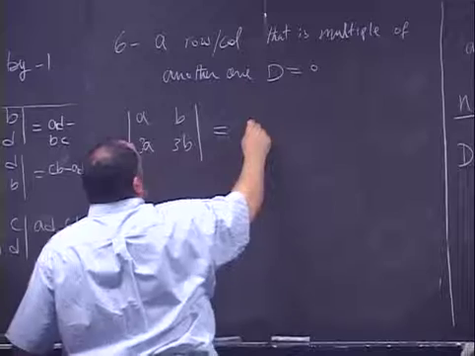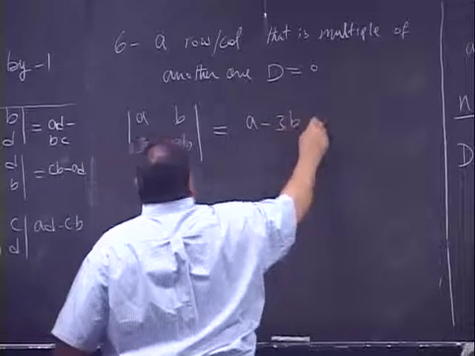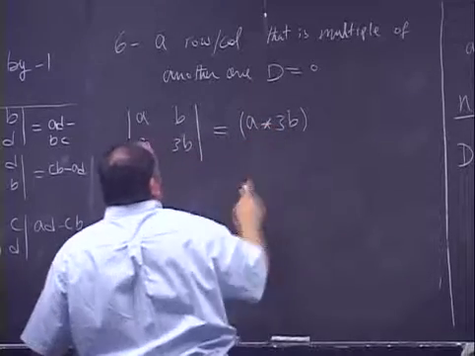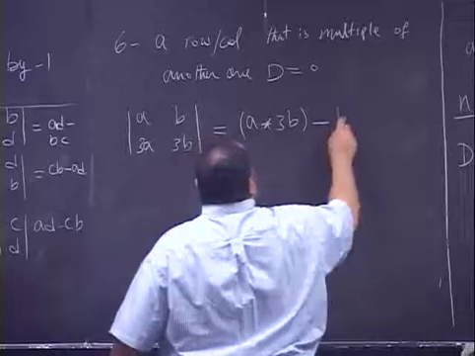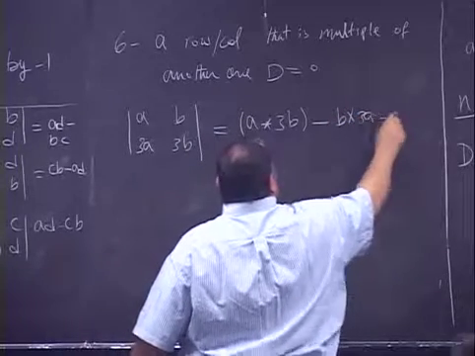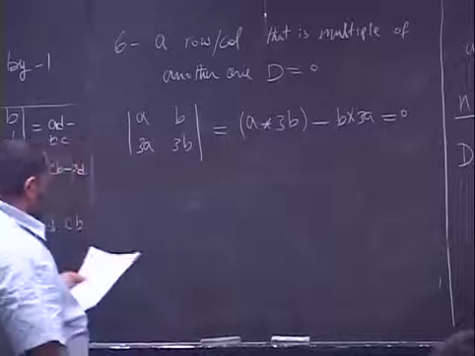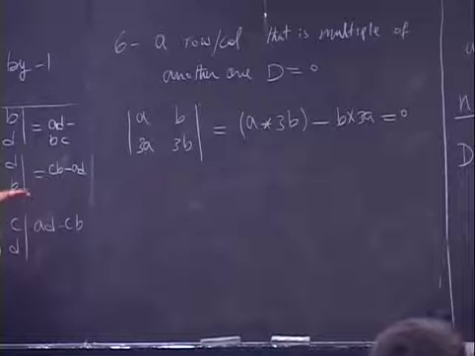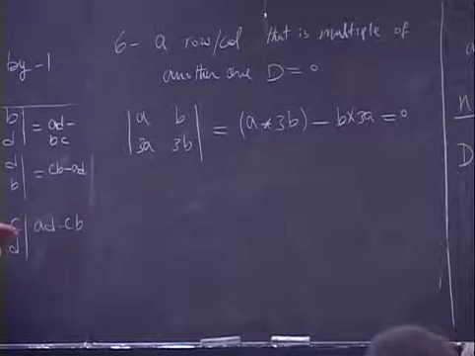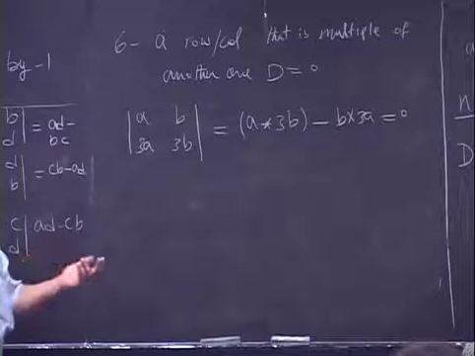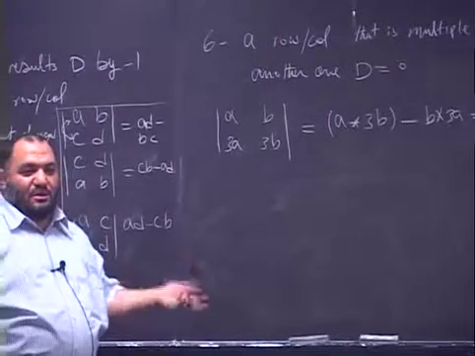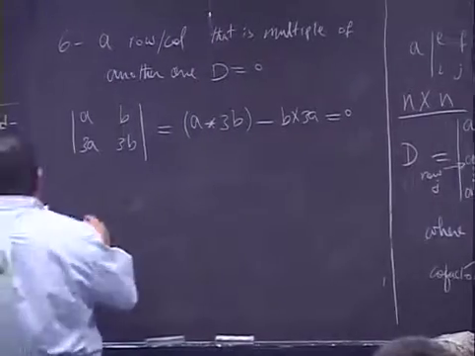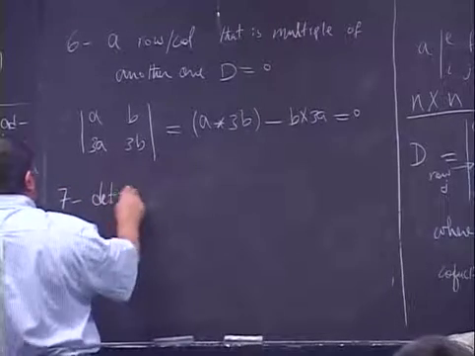So this would be A multiplied by 3B, sorry, minus B multiplied by 3A, which is equal to 0. Because if you have a row multiplied by a number, it gives you the second row, for example. So those are linearly dependent columns.